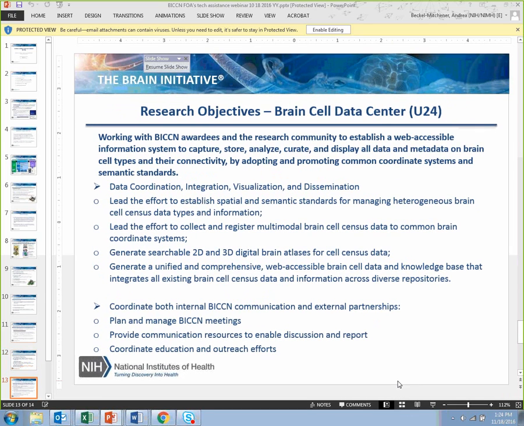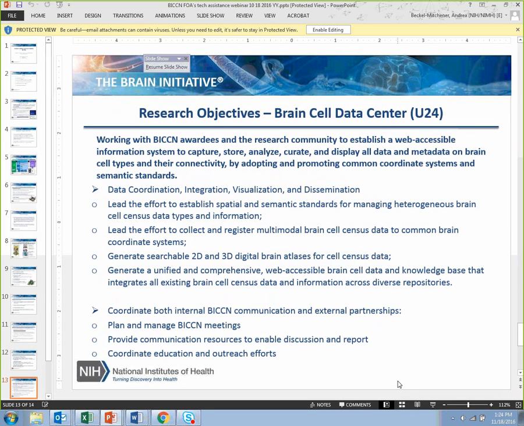For the research objectives of the brain cell data center, the U24 center will work closely with the other BICCN data generation centers and collaboratories, as well as the broader research community, to establish a web-accessible information system for the brain cell assays. The U24 center will lead the effort to establish spatial and semantic standards for managing heterogeneous brain cell census data types and information.